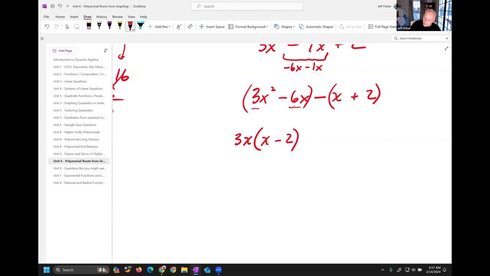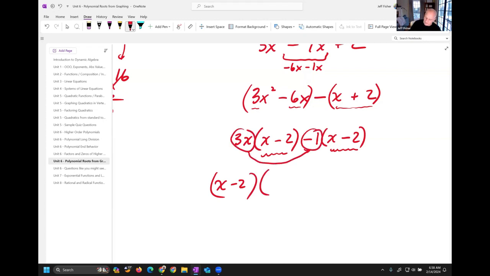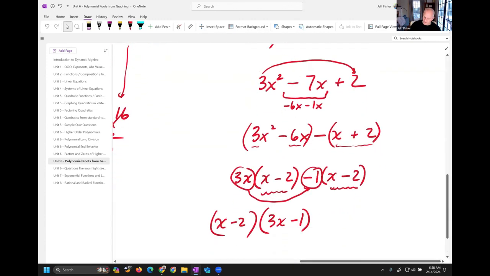And here we can take out a -1 out of these guys. And that's going to give us a minus x minus 2, right? And so this is basically like a 1 here. So we can now take out our x minus 2 as a common factor. And then what's left? 3x and -1. Now we have all of our factors, right?